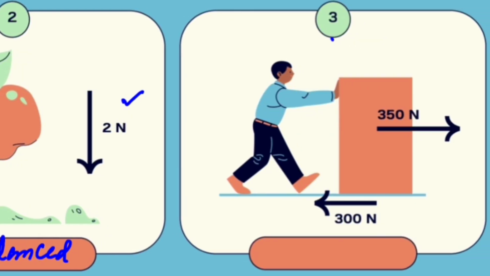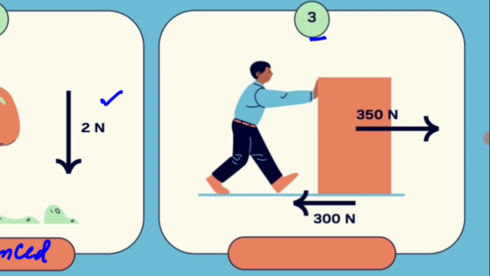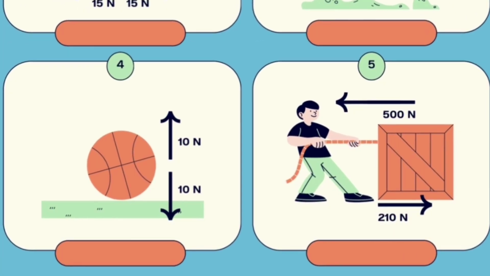And see the third situation. Here also two forces are acting. One is acting towards left, 300 Newton, the other one is acting towards right, 350 Newton. Are these two balancing each other? No. One is 300, the other one is 350. So 350 is greater than 300. So we can say these are unbalanced forces. Yes, my dear, they are unbalanced forces. Clear?